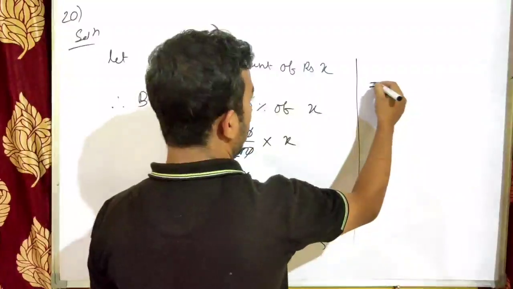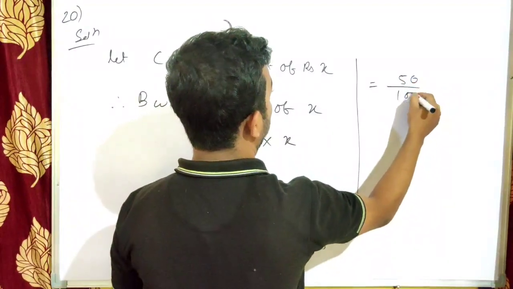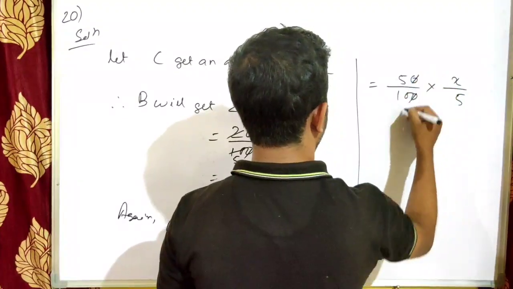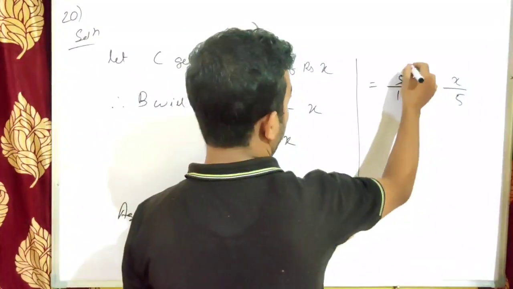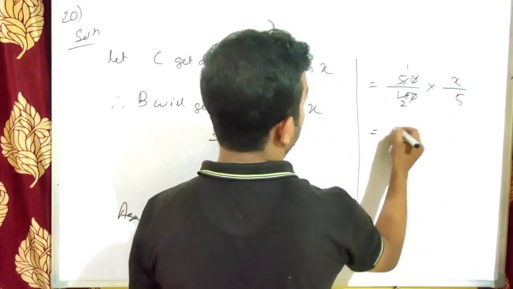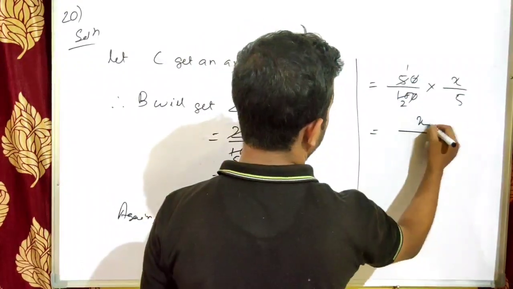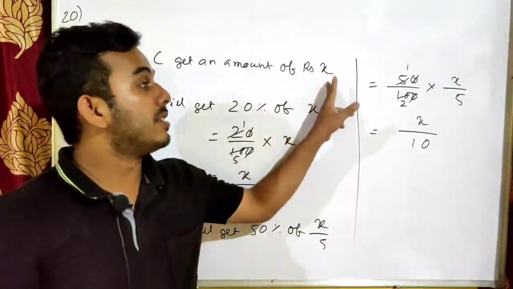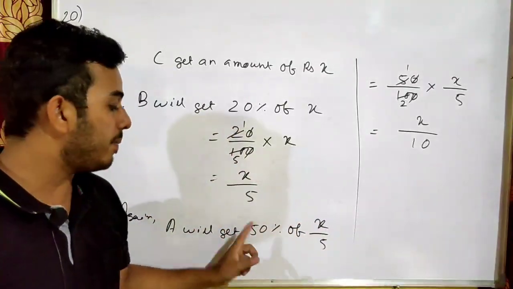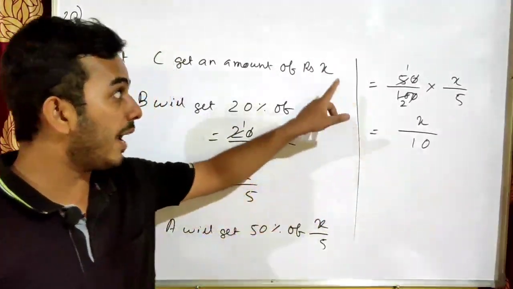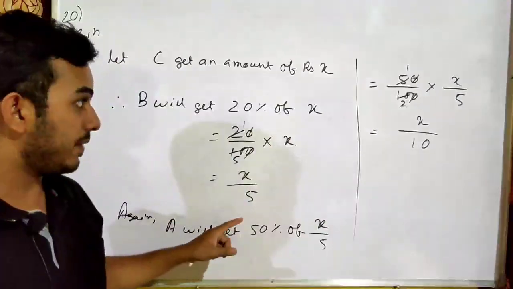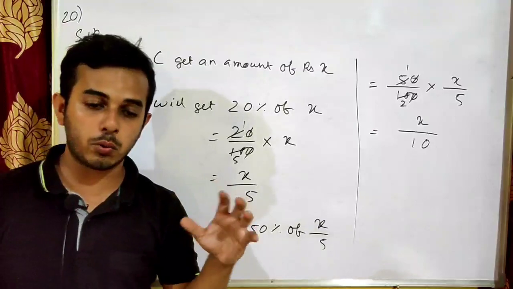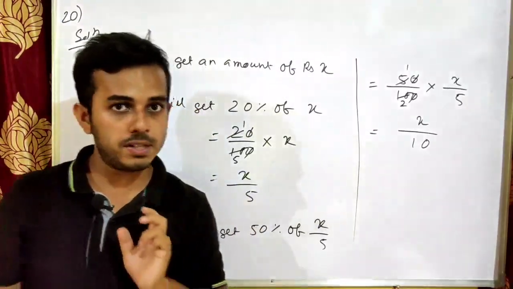So we'll write here 50% means 50 by 100 of X by 5. Okay, so 0 0 cancel, then 5 into 1 is 5, 5 into 2 is 10. So numerator into numerator multiply, X into 1 is X, 5 into 2 is 10. Okay, so here look, C gets rupees X, B gets X by 5, and A gets X by 10. Now if we add all these, that is X plus X by 5 plus X by 10, will be the total sum, isn't it? That which is already given in the question, which is amount 1560, isn't it?